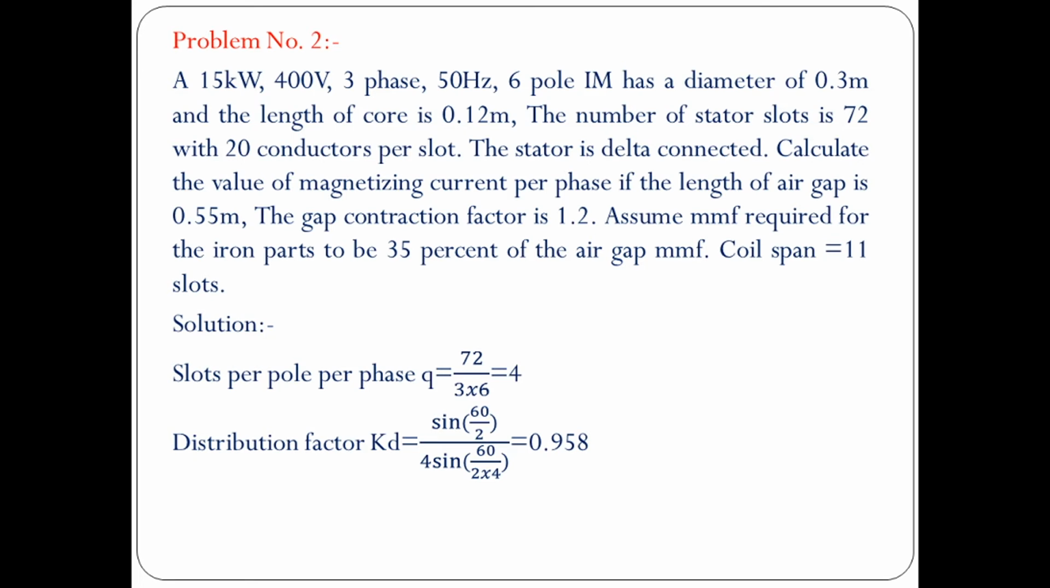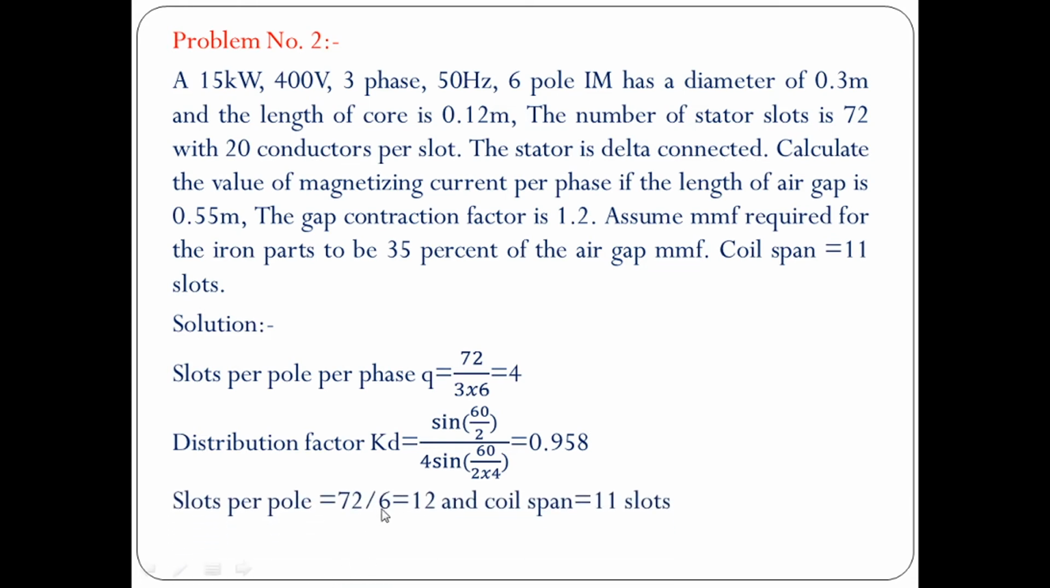So 60 divided by 2 into 4, where 4 is the slots per pole per phase. So this is sine alpha by 2 divided by q into sine alpha by 2 into q. So we can calculate the distribution factor as 0.958. So the distribution factor is 0.958.